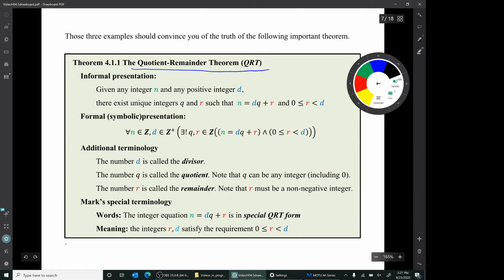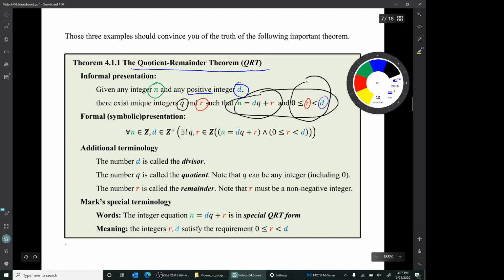The theorem says this: given any integer n, which we'll color green, and any positive integer d, which we'll color blue, there exist unique integers q, which I'm going to color in black, and r, which I'm going to color in red, such that this is true. Those letters n, d, q, and r make a true equation, and not only that, they satisfy this special inequality, that the red number r is greater than or equal to 0 and less than the blue number d.